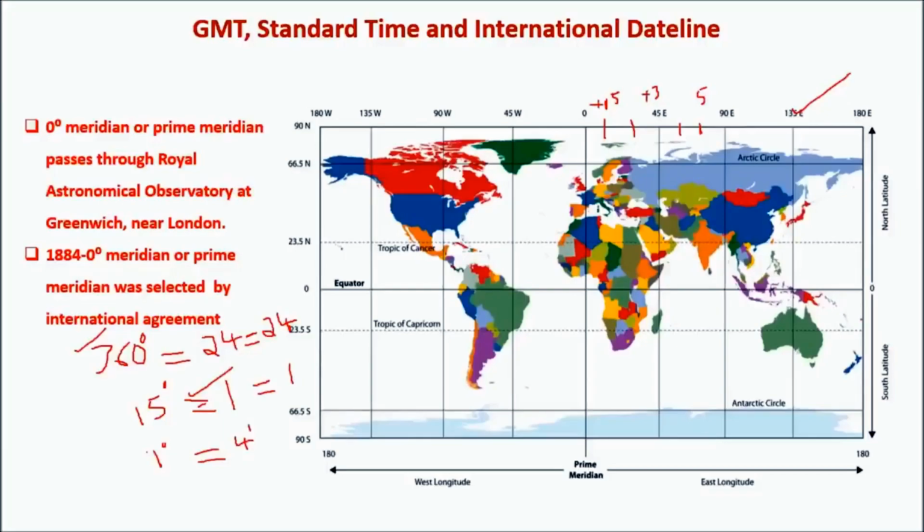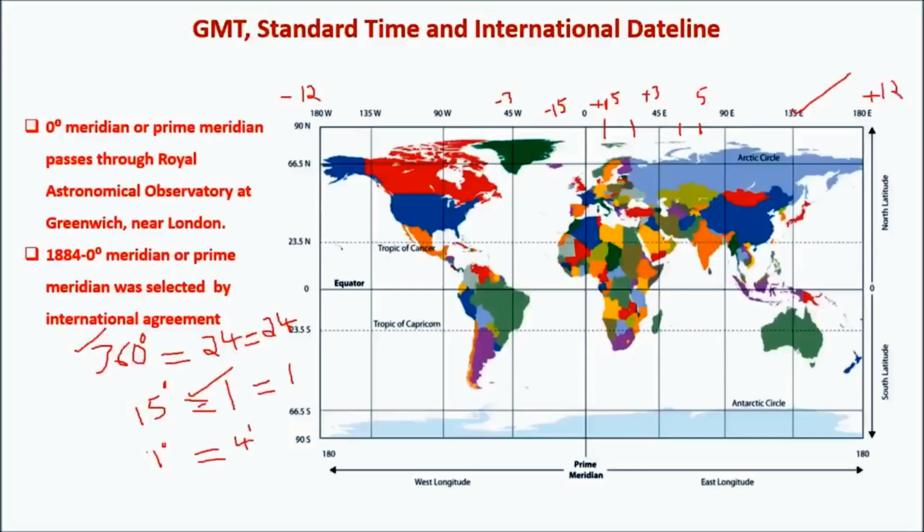Likewise, the same thing happens in the west, because they are behind Greenwich Mean Time. So 15 degrees west, likewise 45 degrees west, etc., would correspond to minus 1 hour, minus 3 hours, and so on. So by this we see that at 180 degrees west it would be minus 12 hours, and at 180 degrees east it would be plus 12 hours.